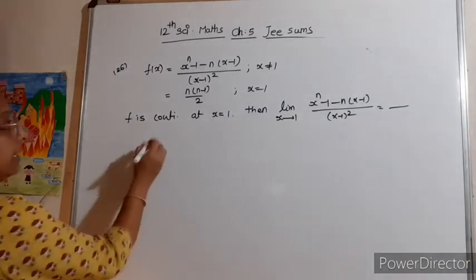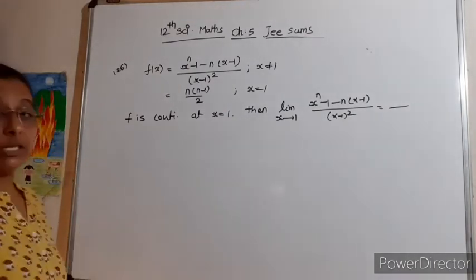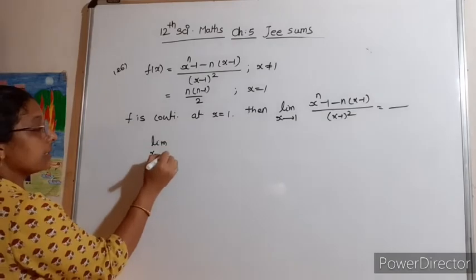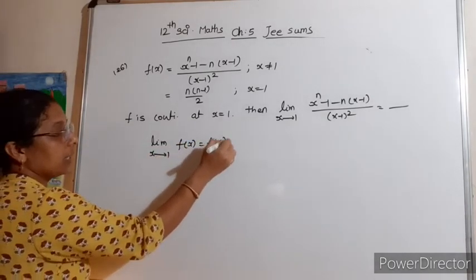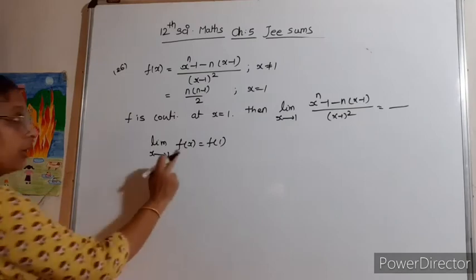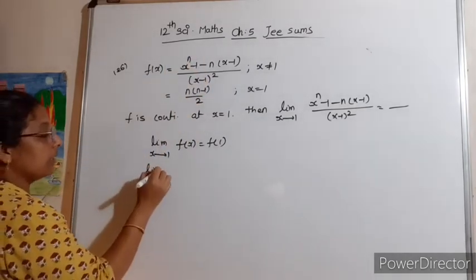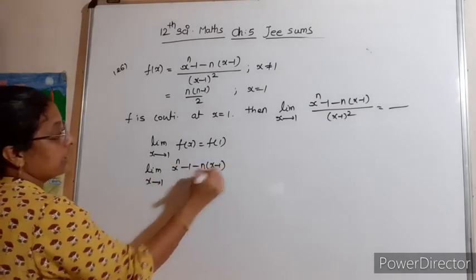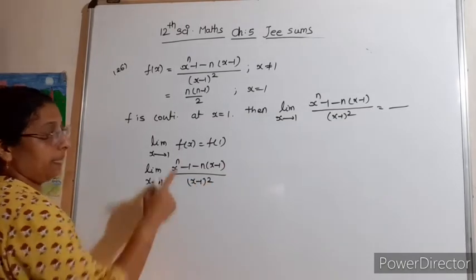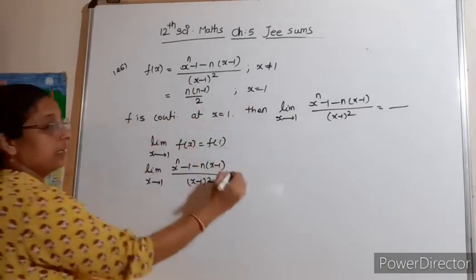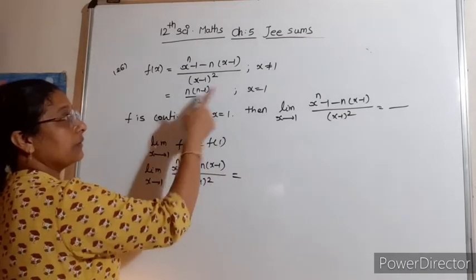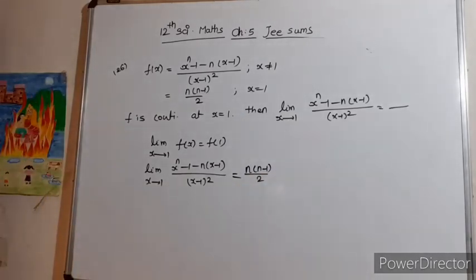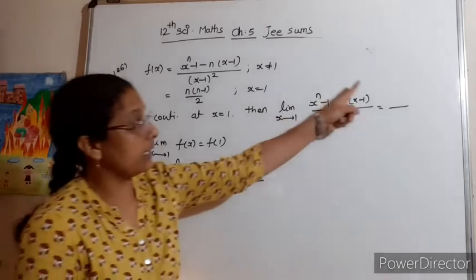Okay? So, here, if f is continuous, it is given. अगर f continuous है, so we will use limit x tends to 1 f of x. क्या हो जाएगा? f of 1 हो जाएगा. What is f(x)? It is given limit x tends to 1 x raised to n minus n x minus 1 whole square. This is our f(x), or that you want to find is equal to f of 1. f of 1 is what? n minus 1 upon 2. और इसकी वैल्यू आपको फाइंड करनी थी. What you want to find is this one.